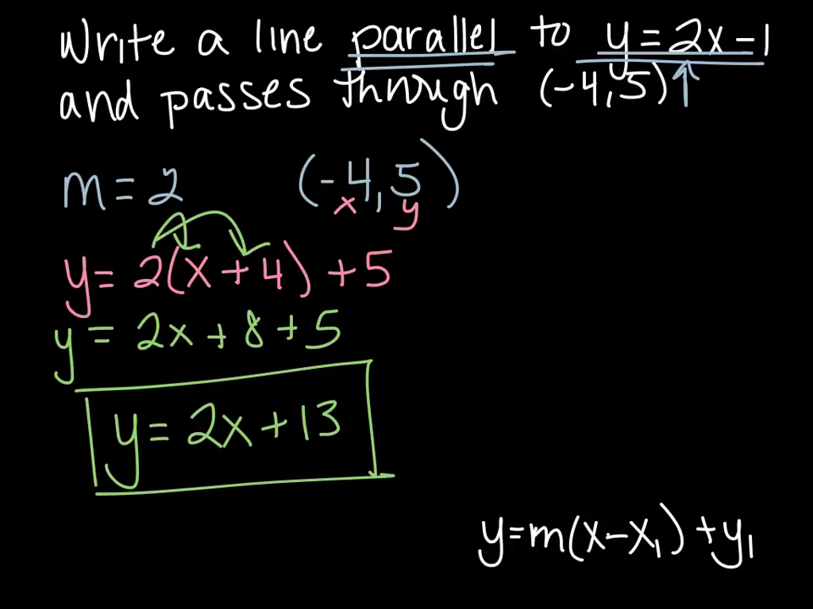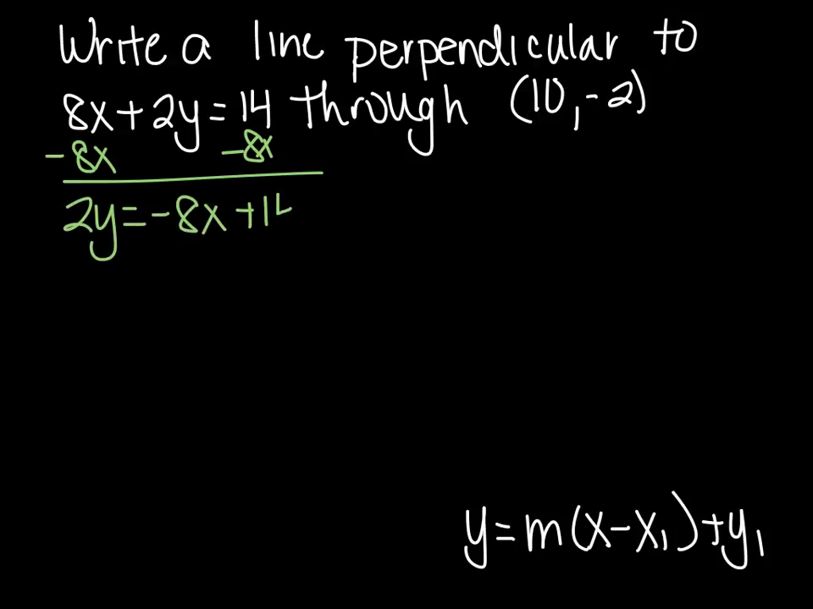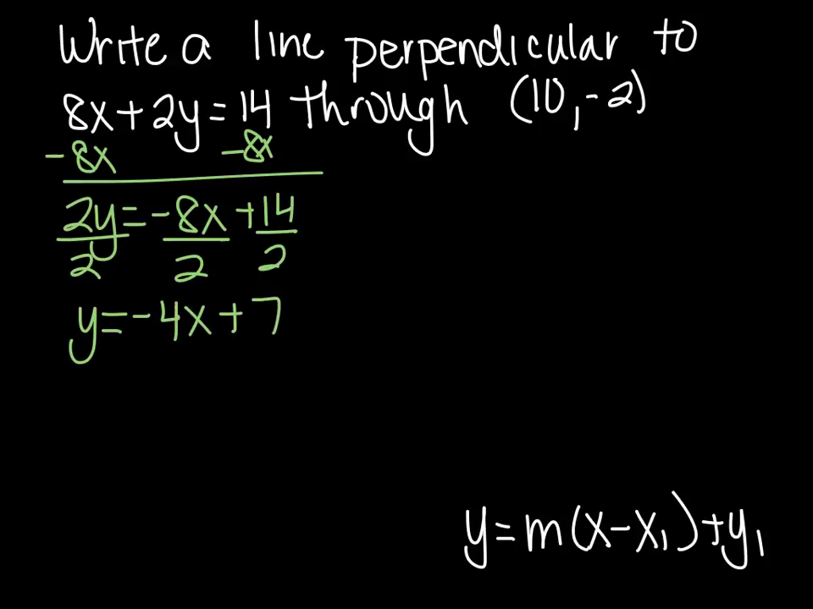Let's try one more. This time, I need a line perpendicular to the line given. Well, can I tell what the slope is right now? And the answer is no. So I'm going to have to put this into slope-intercept form to find the slope. So the first thing we're going to do is subtract 8x. So I have 2y equals -8x plus 14. Divide by 2. And y equals -4x plus 7.